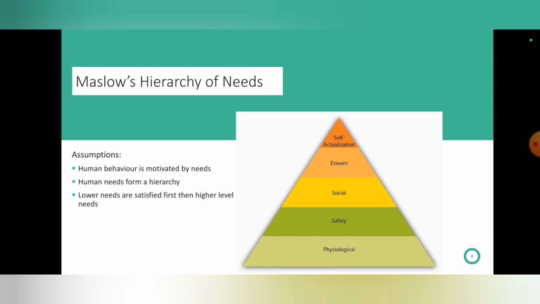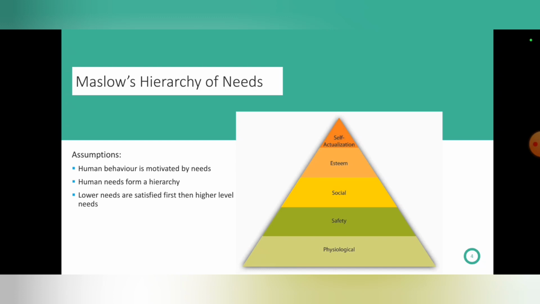So once a person is able to satisfy his physical needs, such as food, thirst, shelter, the person then looks at satisfying his safety needs. That has to do with security. And then once the person has satisfied these needs, he goes on to look at having a sense of belonging, a sense of good relationship with other people.